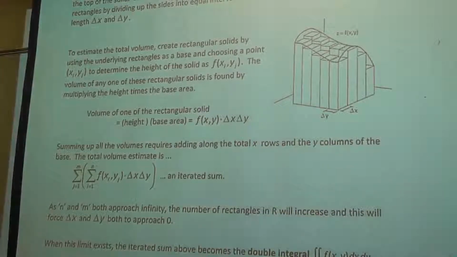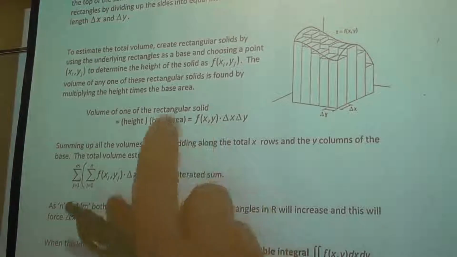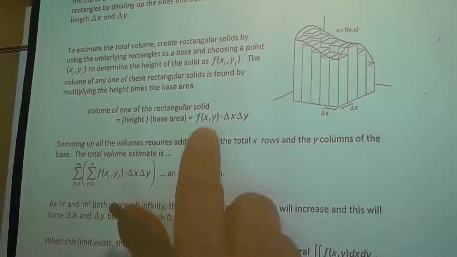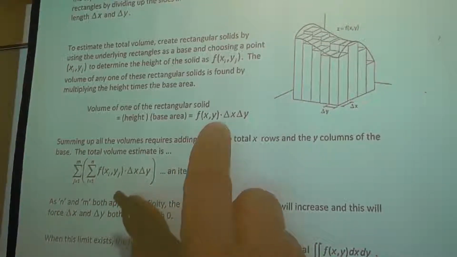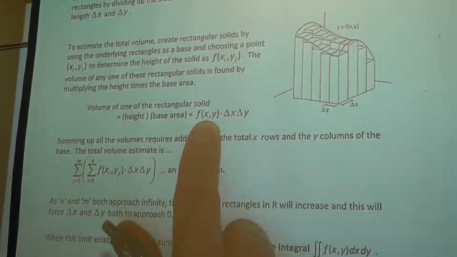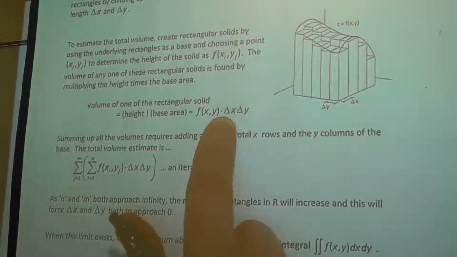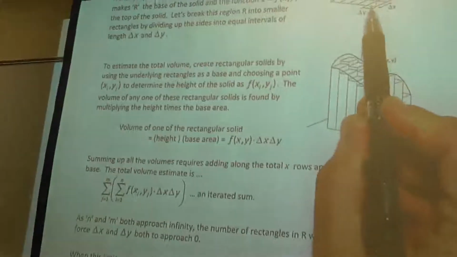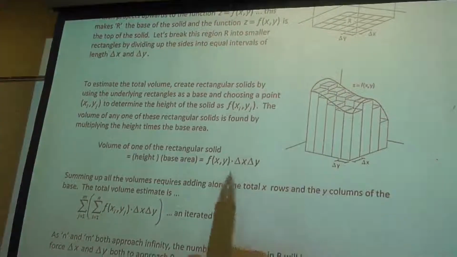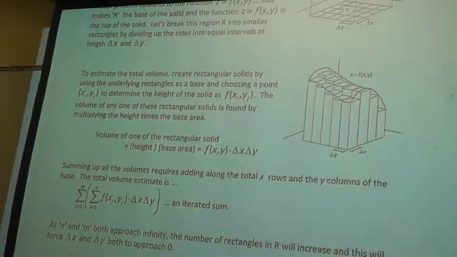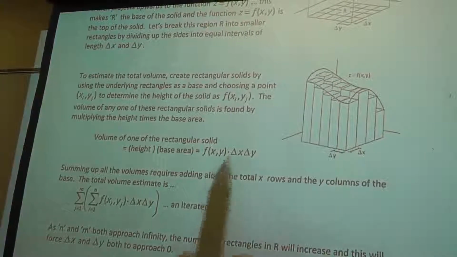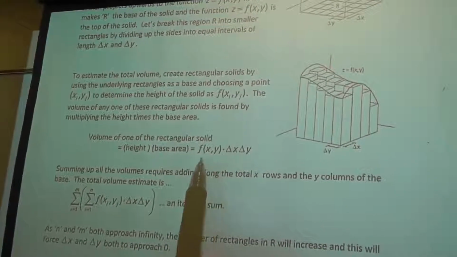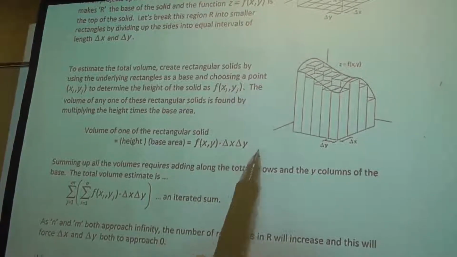And because the height is determined by the function's values, height times base area translates to f of xi, yj, or f of x y just generically, times the base of each of these rectangles. Each one of these rectangles in the bottom are delta x and delta y long. So the product delta x times delta y is their base area.